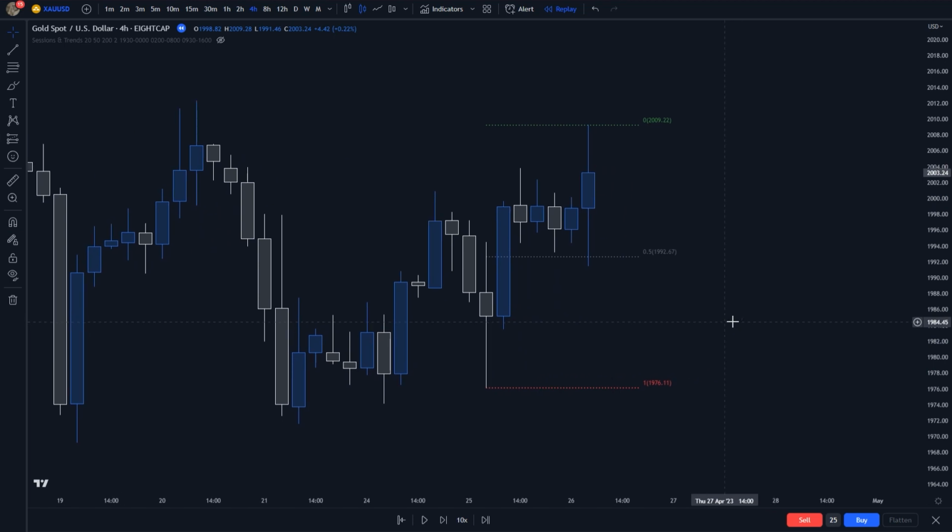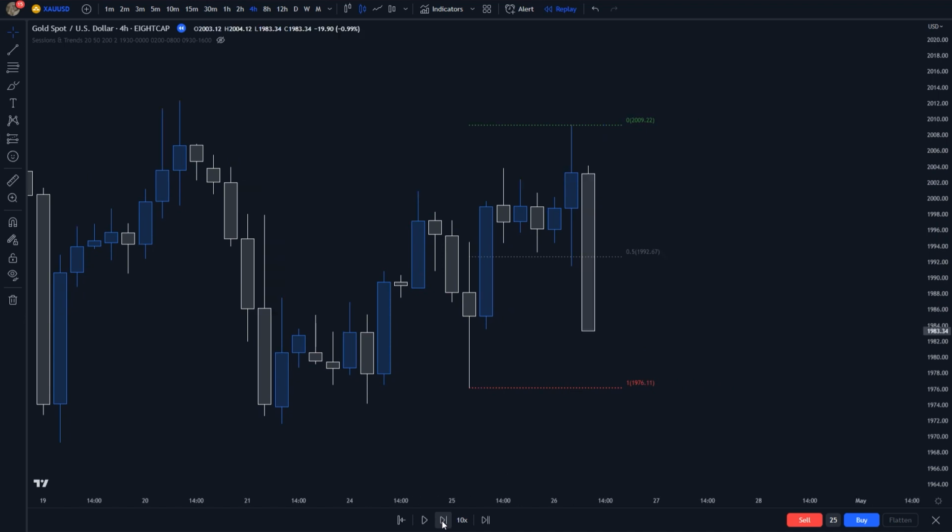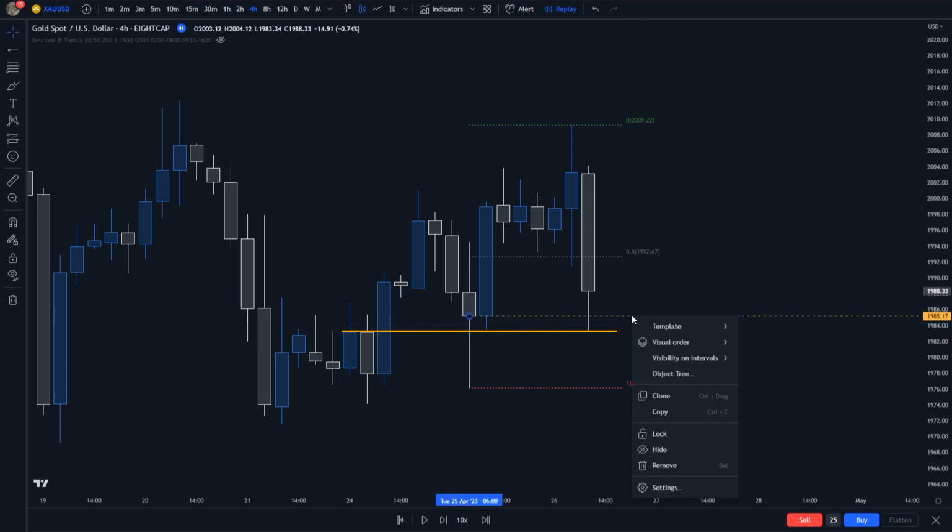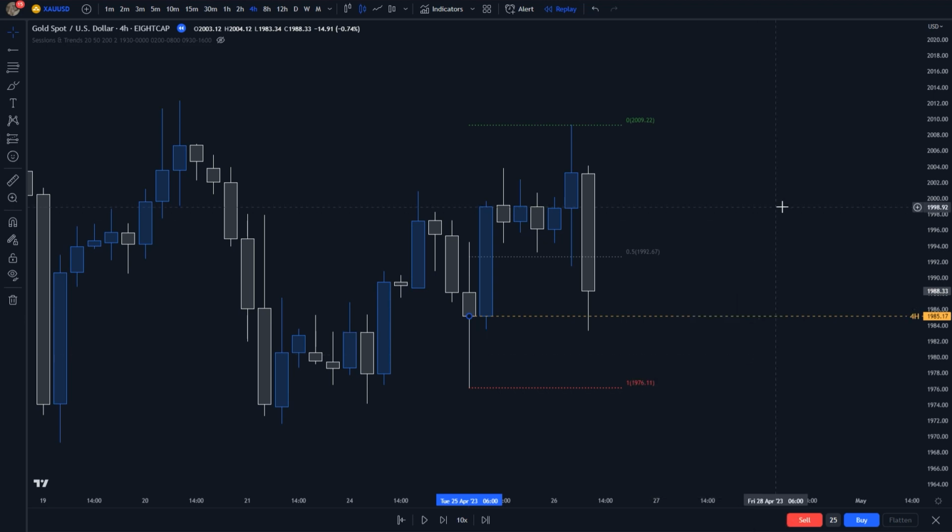I'm here in replay mode and I go one step further, one 4-hour candle, and you see that it is rejecting at this 4-hour level. I also see this 4-hour support, which is untested, a fresh level, and we are closing above. Okay, a very good indication that we can go up from this level.